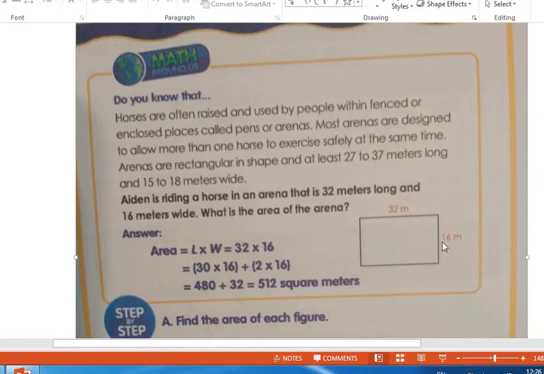Here's the area of this shape. It's a rectangle, so it will be length times width.